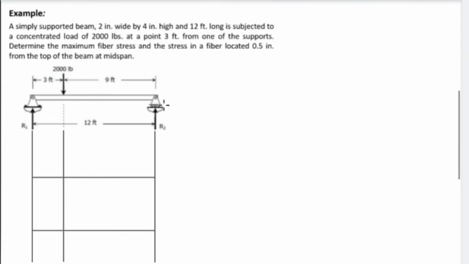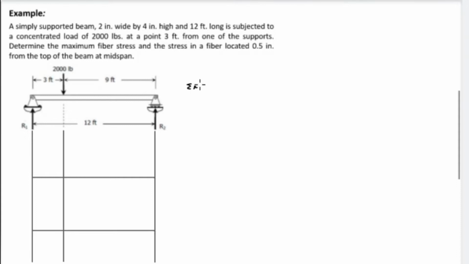Diagram: we have a simply supported beam, with a hinge at R1 or point 1 and a roller at point 2, which will cause reaction 2. And we have 2,000 pounds at a point 3 feet from point 1, a concentrated load of 2,000 pounds. The total length of the beam is 12 feet. Let's first find the reactions. We have reaction 1 at point 1 and reaction 2 at point 2.